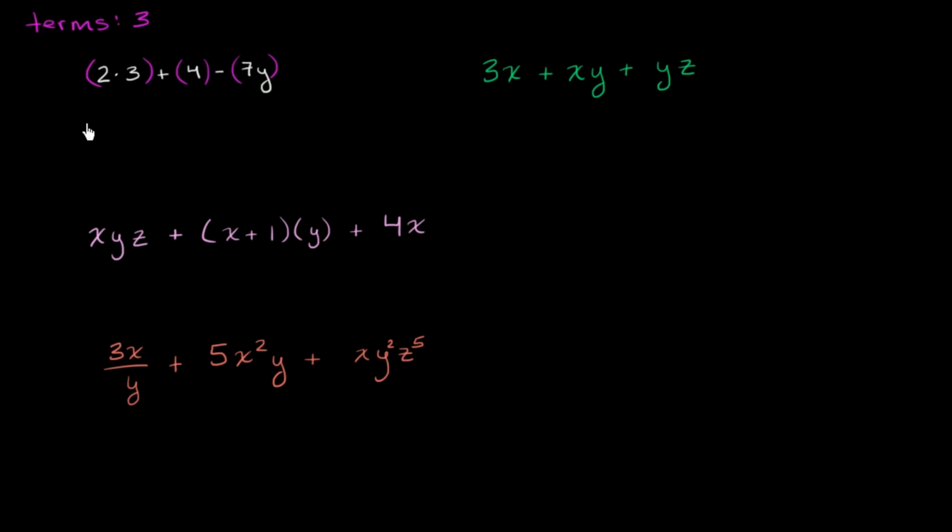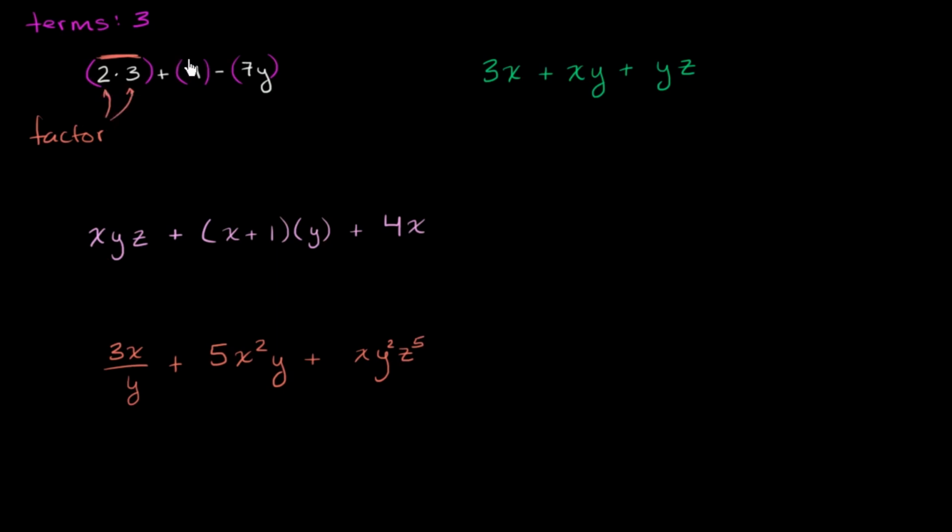Now let's think about the term factor. When people are talking about a factor, especially in terms of an expression, they're talking about the things that are getting multiplied in each term. If you asked, what are the factors of the first term? The first term is 2 times 3, and there are 2 factors. There's a 2 and a 3, and they are being multiplied by each other. So you have 2 factors in the first term.